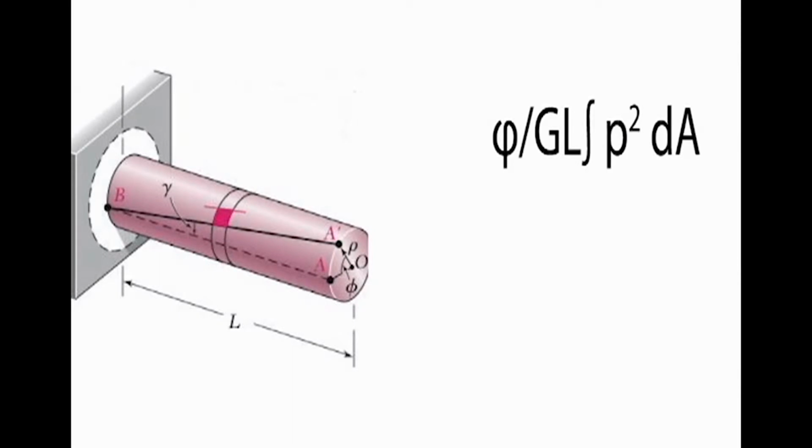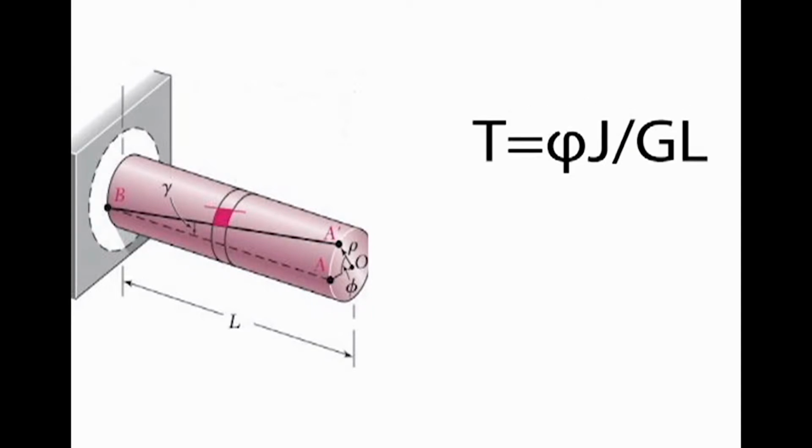Rearranging the equation and taking the constants out of the integral, we get phi over G L times the integral of rho square dA, where the quantity inside the integral is known as the polar moment of area and is represented by J, which is the resistance of the material to rotate. So T equals J phi over G L.